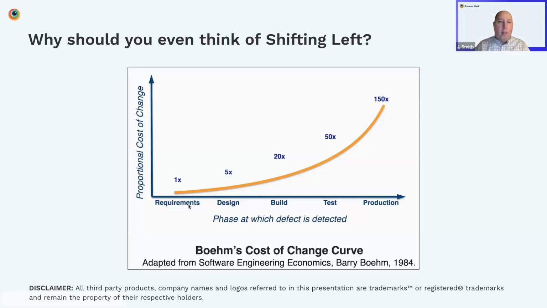That the longer we wait to identify these issues and then remediate them, it's going to be significantly more expensive than doing it early. So this, I think, really highlights the benefits of shifting left. It's going to make things much more effective and cost effective for implementing that accessibility.